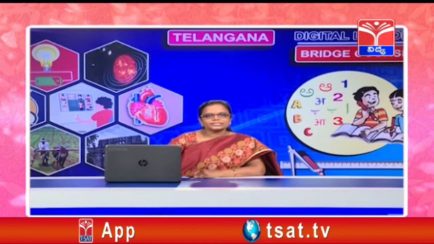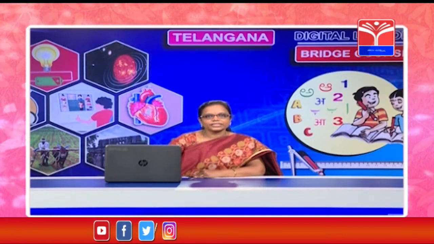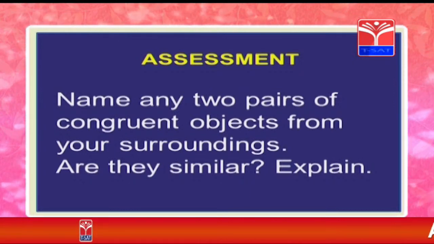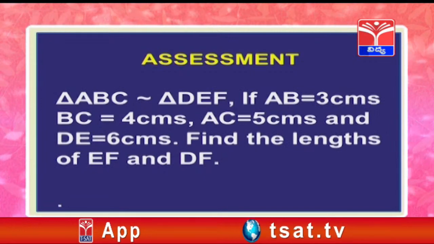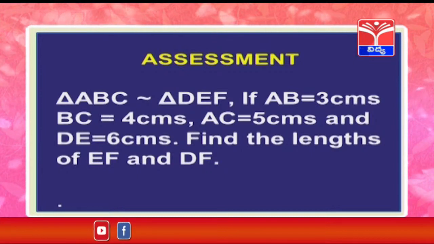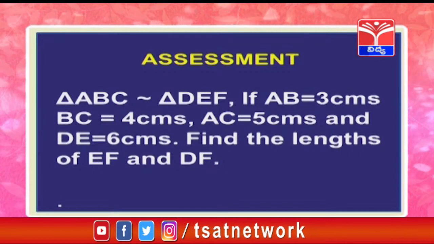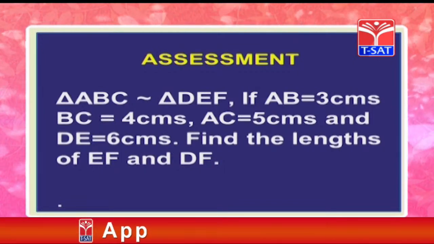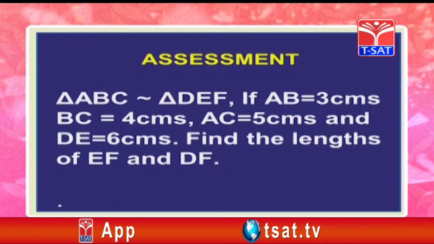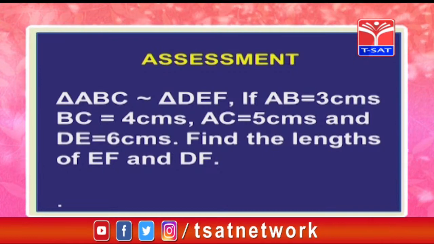Let us just have a look at the problems to be solved for today, children. Have a look at the screen. We will try to solve these problems. You can see the first question on the screen. Name any two pairs of congruent objects from your surroundings. Are they similar? Explain. Triangle ABC is similar to triangle DEF. If AB is equal to 3 centimeters, BC is equal to 4 centimeters, AC is equal to 5 centimeters and DE is 6 centimeters, find the lengths of the sides EF and DF. Children, try to solve these two problems in your notebook and show them to your teacher.